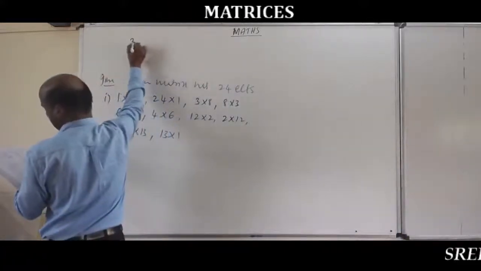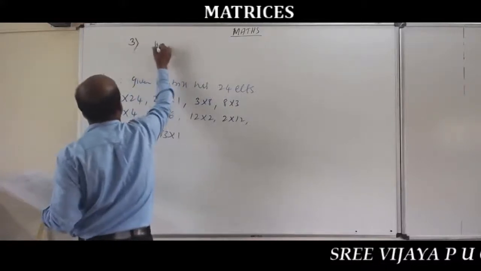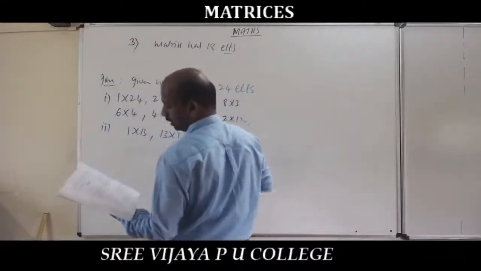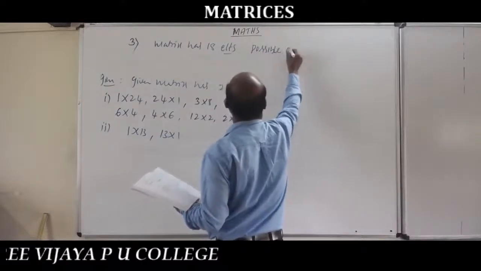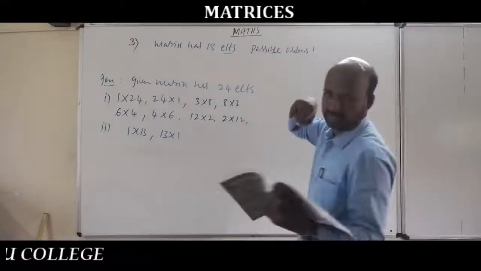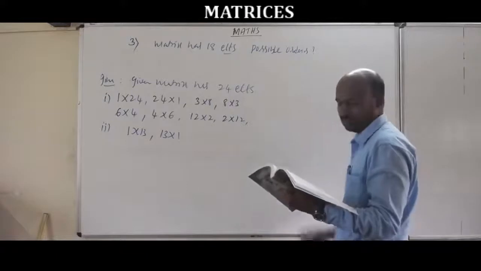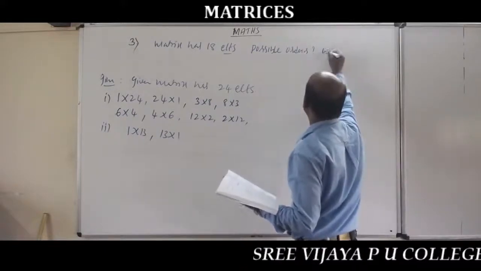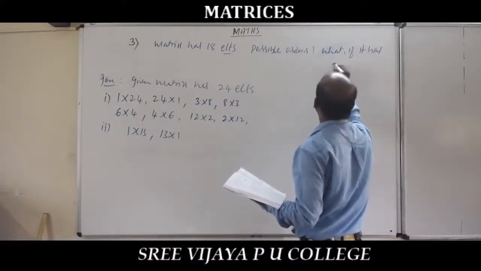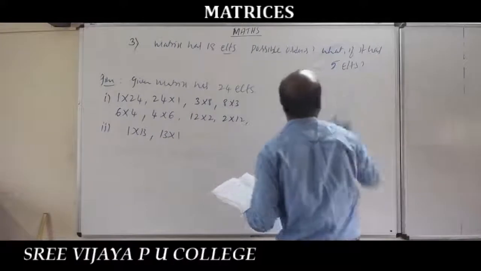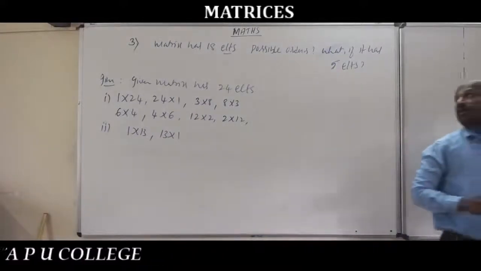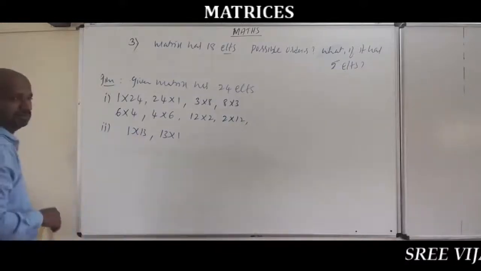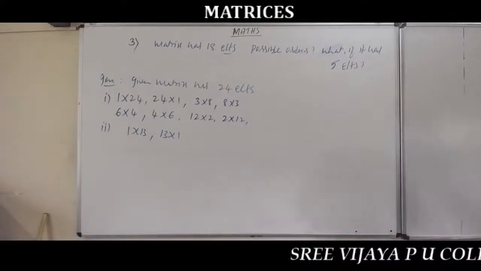If a matrix has 18 elements, what are the possible orders? It can have... the question is incomplete in the textbook exercise. What if it has 5 elements? It is given that a matrix has 18 elements. What are the possible orders it can have? And then what are the possible orders if the matrix has 5 elements?